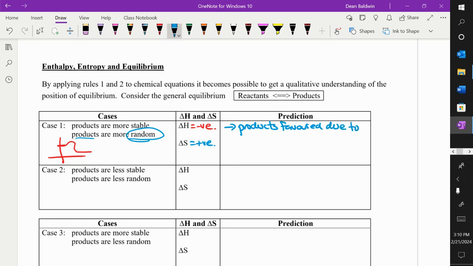Due to delta H and delta S, therefore, equilibrium is shifted to the which way? To the right. So that means we're going to have more products than we are reactants.